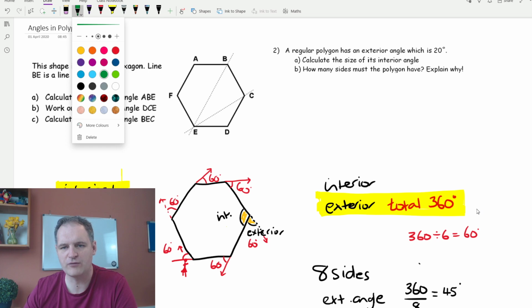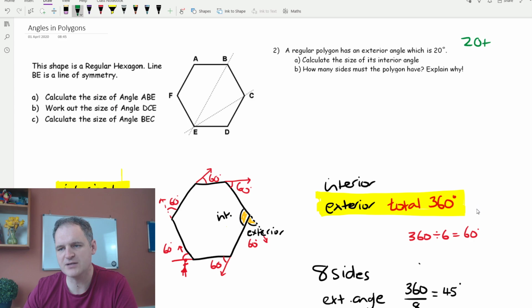A regular polygon has an exterior angle which is 20 degrees. Calculate the size of its interior angle. Well, we know the rules. Remember the facts. 20 plus something equals 180. Interior plus exterior equals 180. Therefore, that must be 160.